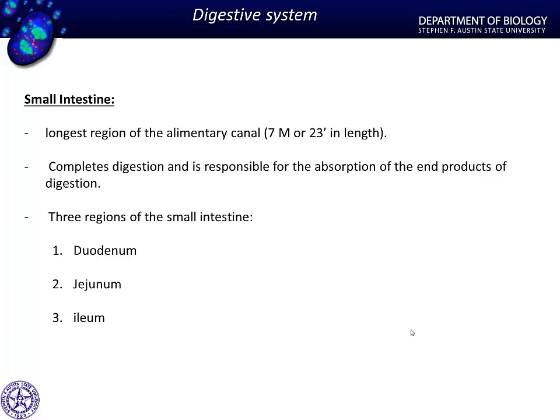Now, the first portion of the small intestine, the duodenum, this is also going to be the completion of digestion. We're going to add in enzymes and materials from the pancreas, from the gallbladder, and this is going to help complete the chemical digestion, and then absorption will take place in the lower portions of our small intestine. So moving from superior to inferior along the path of our alimentary canal, our three regions are the duodenum, jejunum, and the ileum.